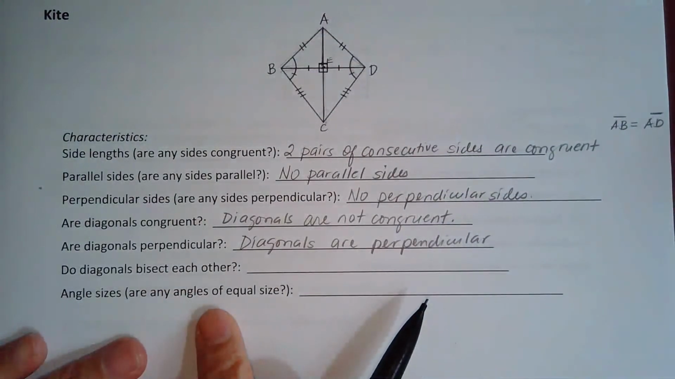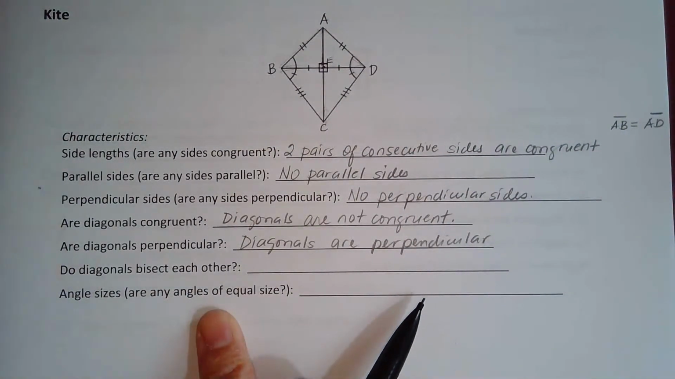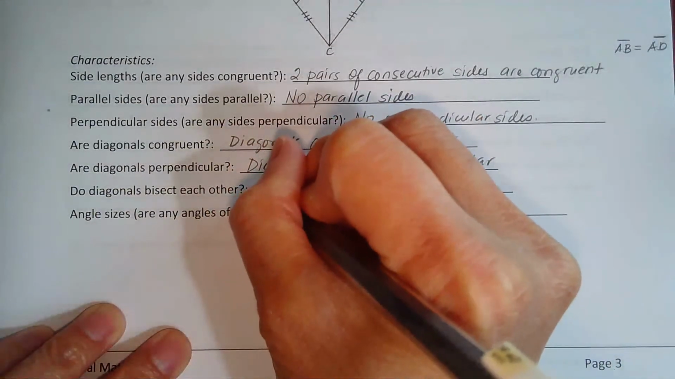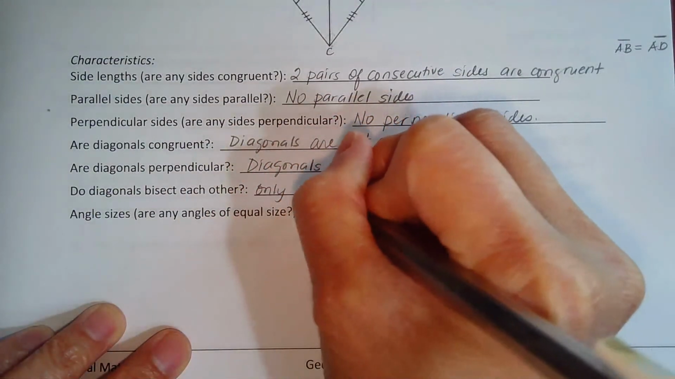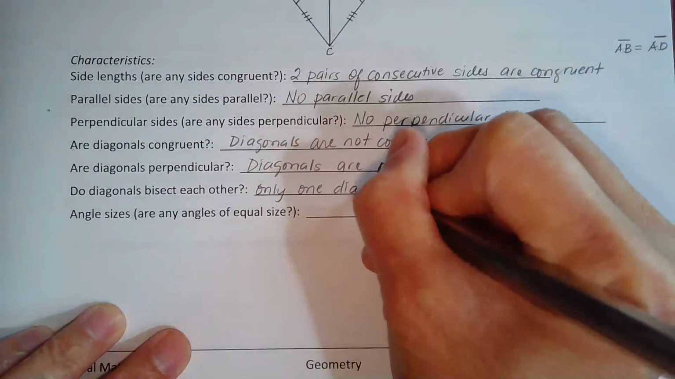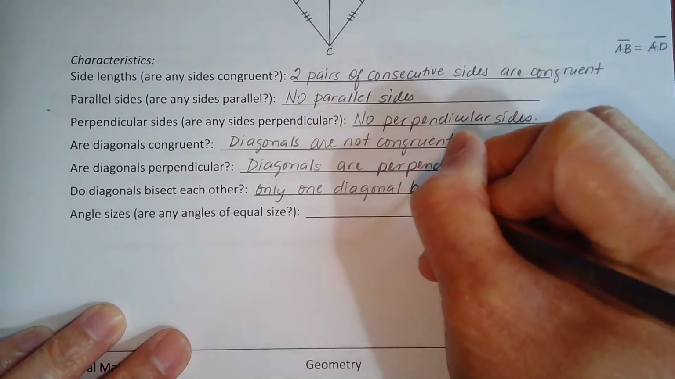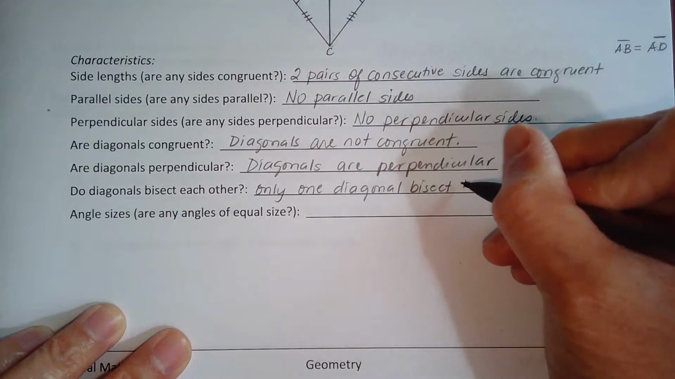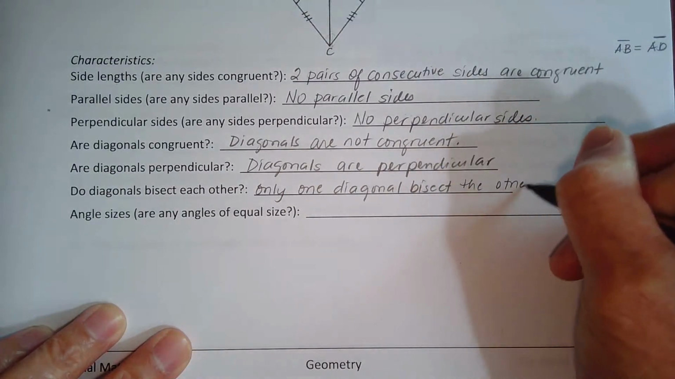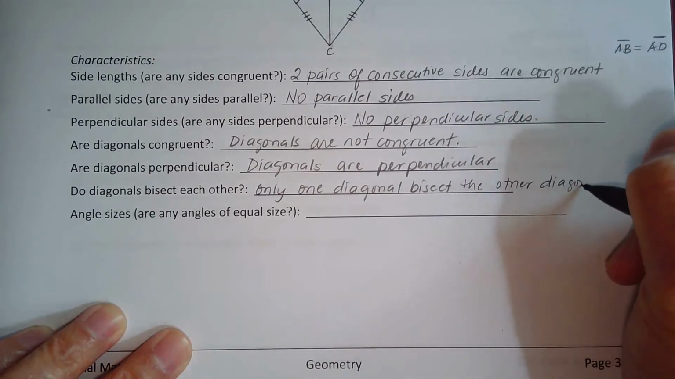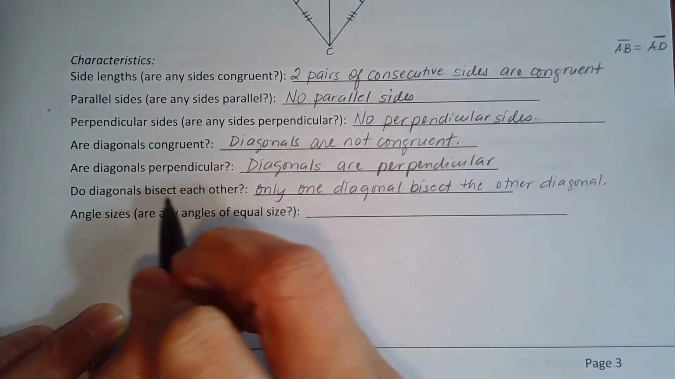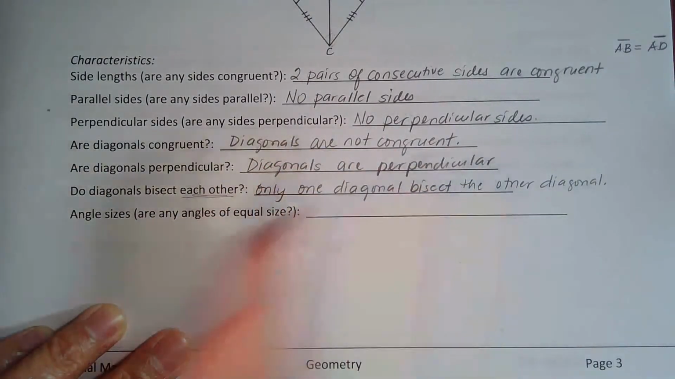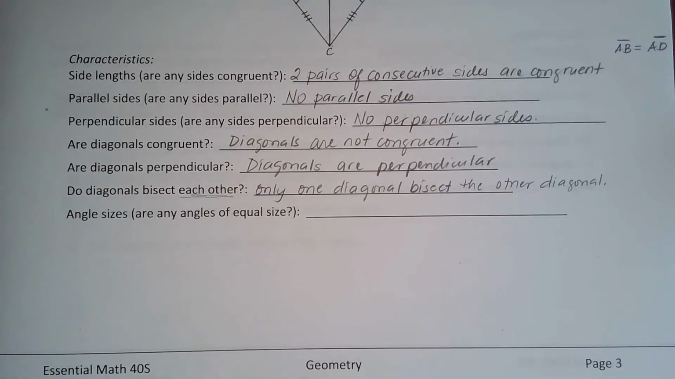So do diagonals bisect each other? We can say only one diagonal bisects the other diagonal. So they do not bisect each other, because only one diagonal bisects the other one.